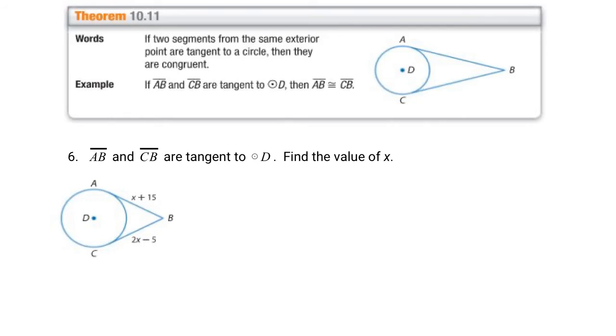Theorem 10.11: if two segments from the same exterior point, like point B in this case, are tangent to a circle, then they are congruent. So AB and BC are both tangent, so that means they are congruent. They're tangent to the same circle.